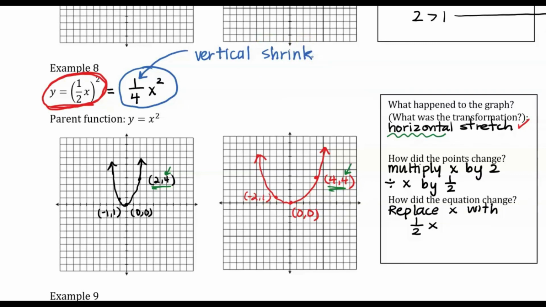So you could imagine here that going from this graph to this graph, you could either stretch the graph out horizontally, or you could shrink the graph down vertically. So horizontal stretches are the same thing as vertical shrinks, and horizontal compressions are the same thing as vertical stretches. It just depends on the way that you're writing the function.